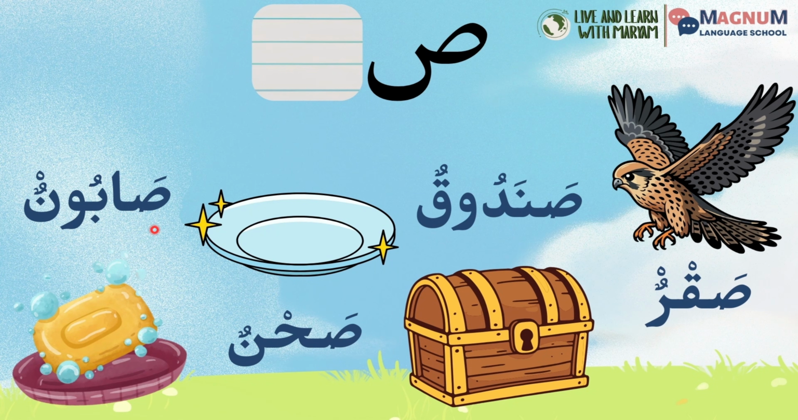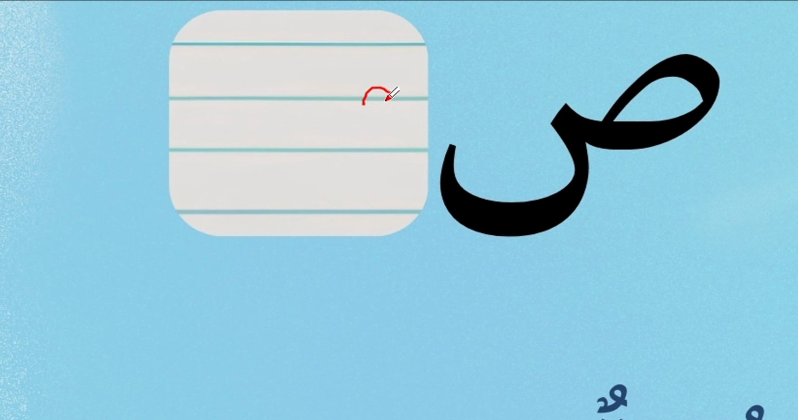Now, next letter is Swaad. This is Swaad. It has the sound of Swa. How to write Swaad? Okay? Yeah, you can practice it.